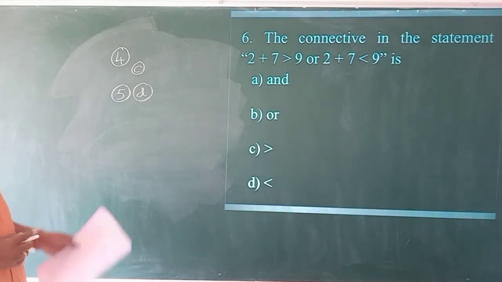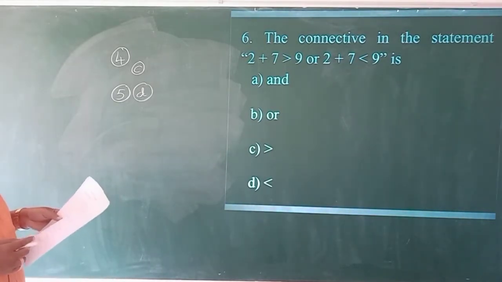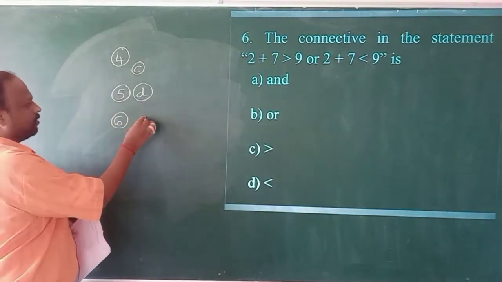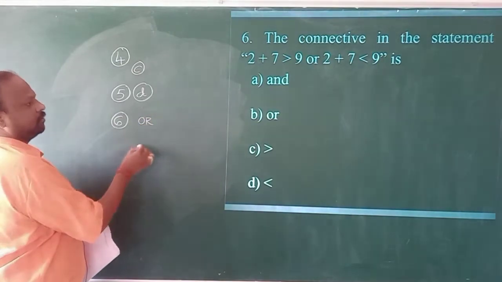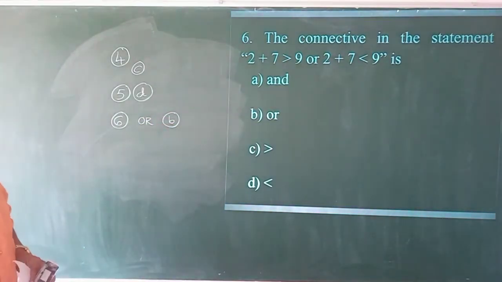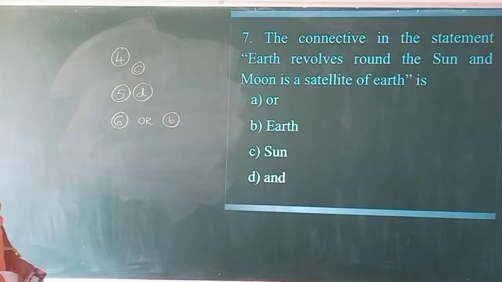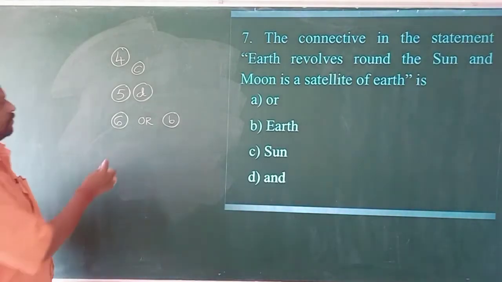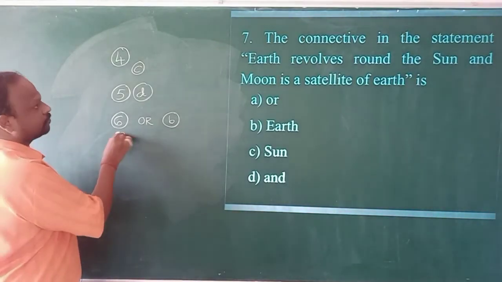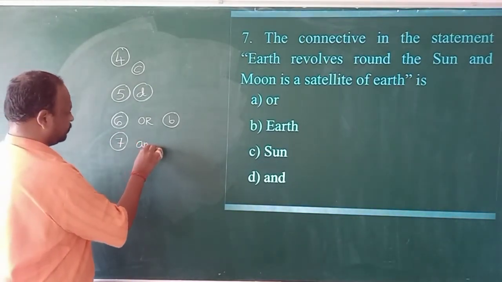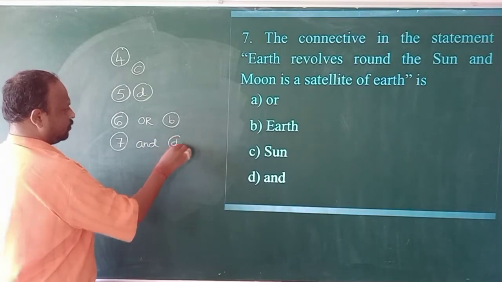Here, sixth one, the connective in the statement. The connective word is are. Option B is the answer. Seventh one, the connective word, again the seventh one, is and. Option D.